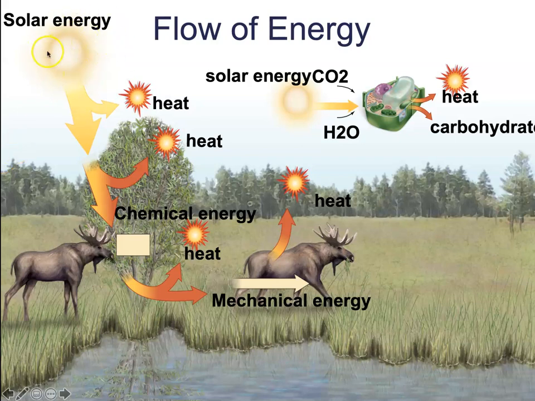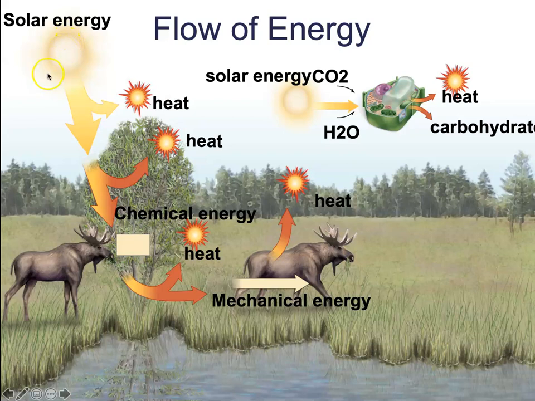We have solar energy that gets taken up by the plants. Plants are going to convert that into chemical energy. That chemical energy is going to be eaten by the moose and turned into mechanical energy. Now here's the interesting thing. At every single stage of energy transformation, we're going to see that energy transformations are not 100% efficient. There is going to be a slight loss of energy.